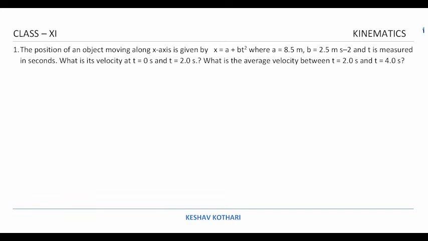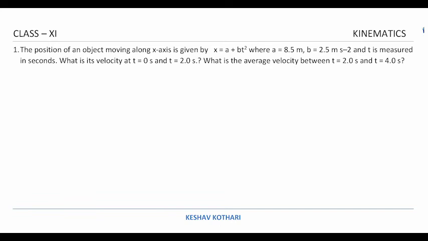The position of an object moving along x-axis is given by x equals a plus bt square, where a equals 8.5 meter and b equals 2.5 meter per second square, and t is measured in seconds. What is its velocity at t equals 0 and t equals 2 seconds? What is the average velocity between t equals 2 second and t equals 4 second? So this is the question which we are encountering.